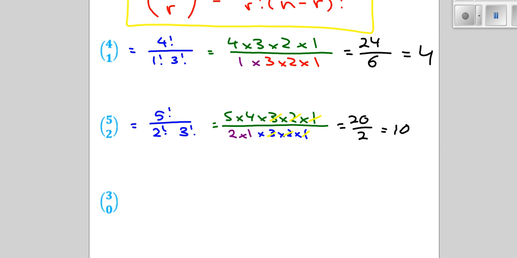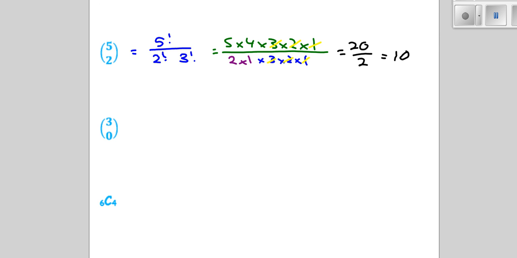So that cancelling down method can be helpful because they're all being multiplied. That's why you can cancel down. They're all factors. There's no adding going on, subtracting.